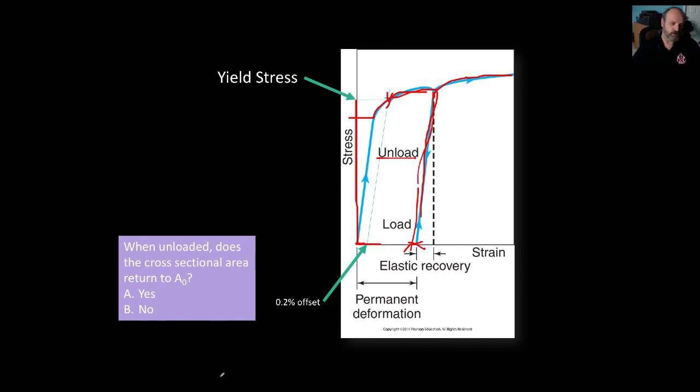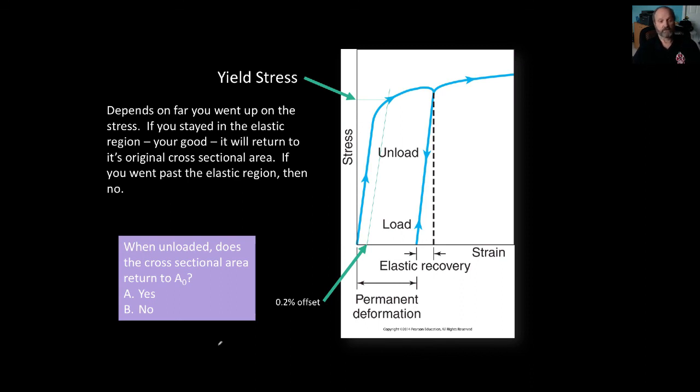So the question here is, when unloaded, does the cross-sectional area return to the original area? It depends. If you're in the elastic region, let's say you only go this far and you go back, the answer would be yes, it returns to its normal shape. If you go past this elastic point, where it begins to yield, that's called the yield point, the yield stress. Then it starts to go into plastic deformation, and if we let go of it, it won't return to its original cross-sectional area.